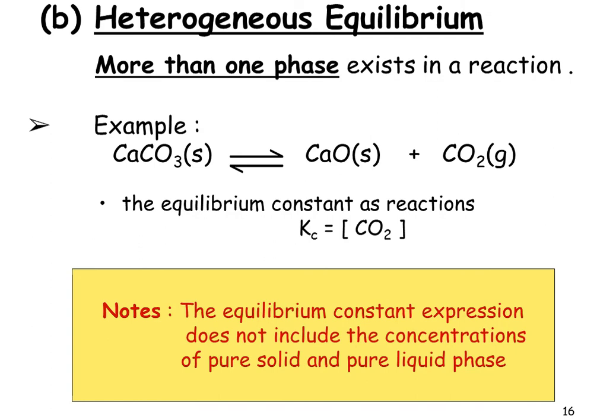Heterogeneous equilibrium means more than one phase exists in the reaction. For example, look at the reaction below. More than one phase exists, solid and gas. So the equilibrium is a heterogeneous equilibrium. And the equilibrium constant for this reaction, Kc, equals the concentration of CO2 only. Solids are excluded from the concentration expression. So the concentrations of CaCO3 and CaO are not written in the Kc expression for this reaction.